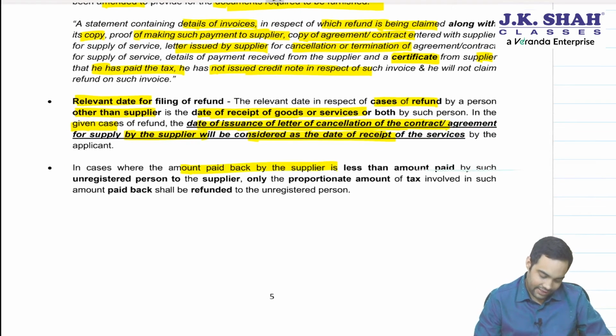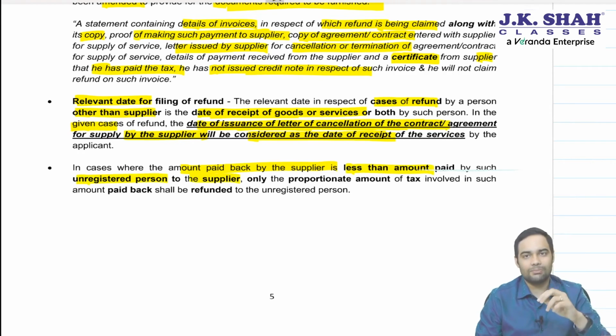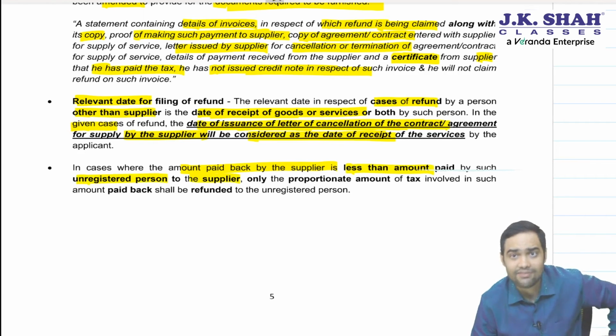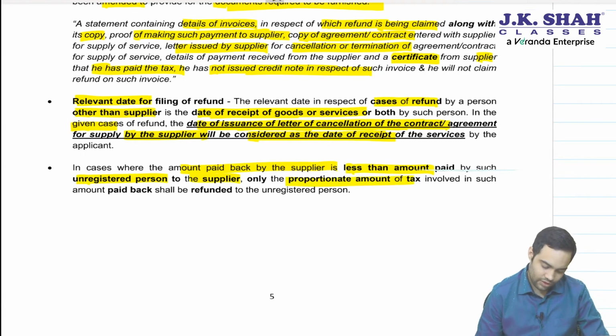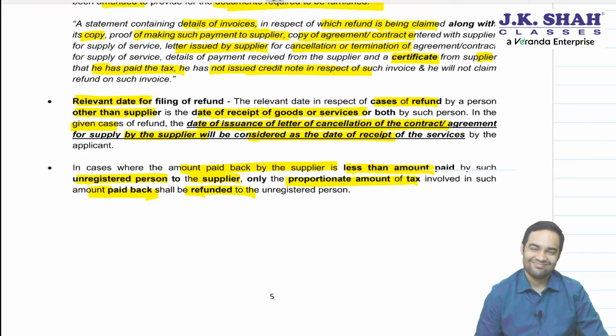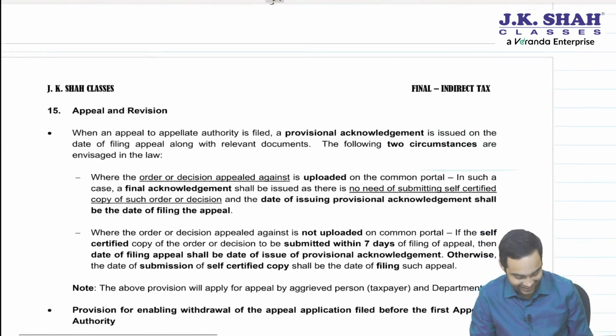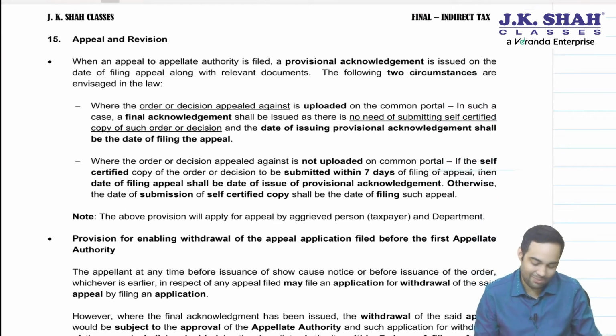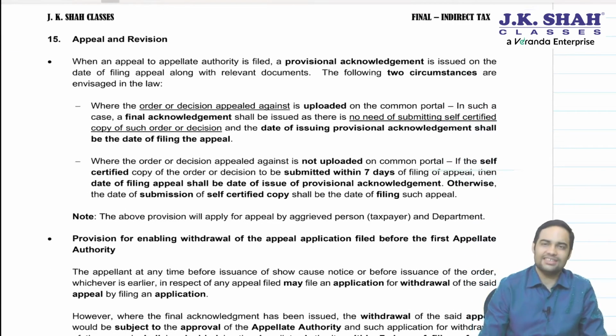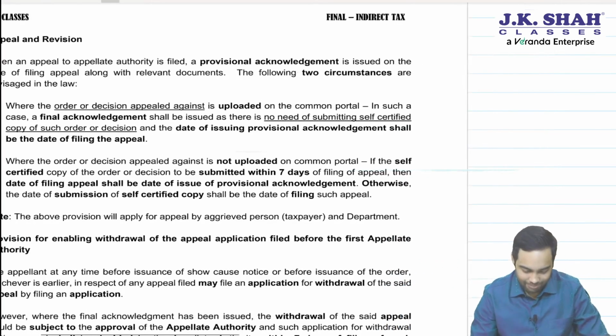Okay, where the amount paid back by the supplier is less than the amount paid by such unregistered person to the supplier. I had paid 10 crore but he is giving me only 5 crore. Then only a proportionate amount of tax shall be refunded. Okay, great. Now another very small change in appeal and revisions, very small change. See, let me give you a background.